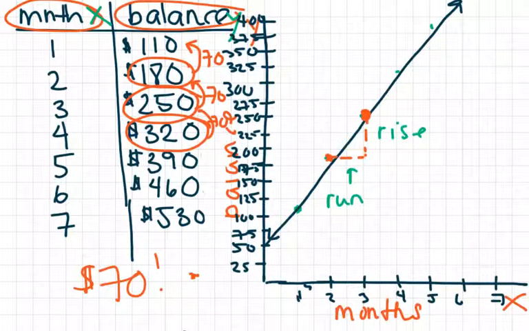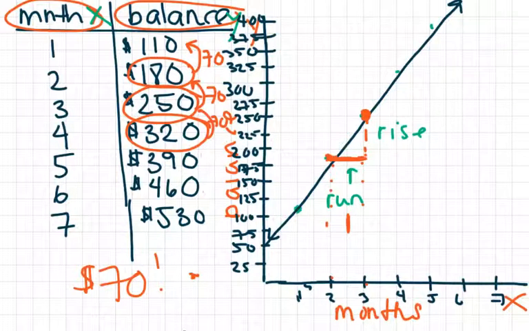Let's look at the run first. Instead of counting squares, we've got to look down at the x-axis. How many months goes by in between here? Well, if we take a look down here, it just says that we've gone from 2 to 3 months. So the run is just 1 month long. So I'm going to put a nice big 1.